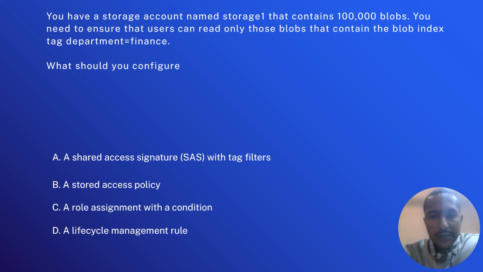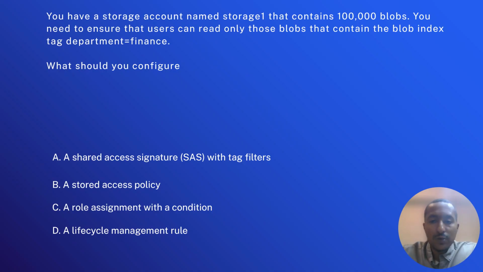So let's read this question one more time and highlight the key phrases. Here I'm interested in read only those blobs that contain a blob index tag department equals finance, and it asks me what I should configure here. So this tells me that we need access control decisions that evaluate blob index tags at request time. That's the main thing we are looking for here.